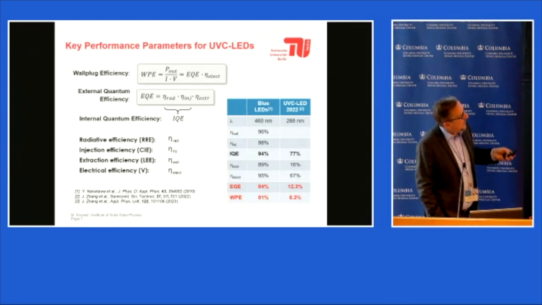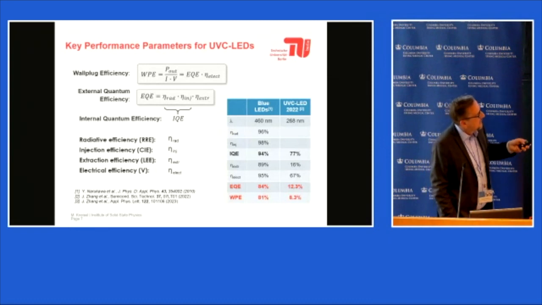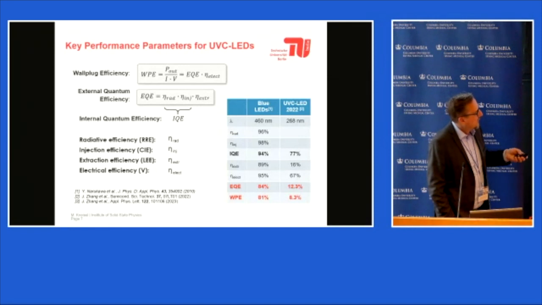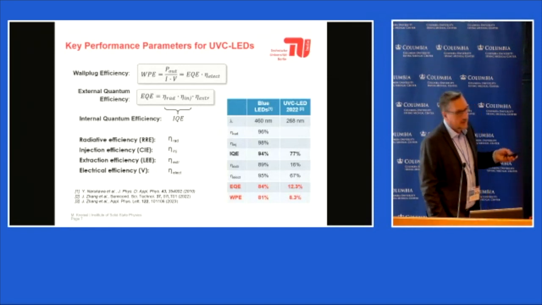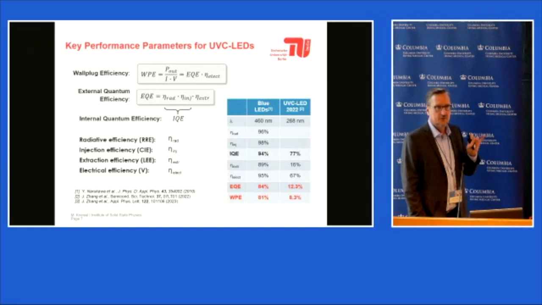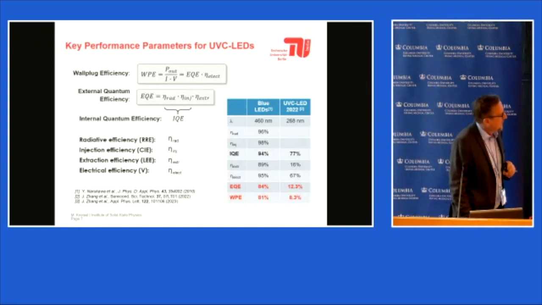So if you look at blue LED technology, which is highly developed, and you can look at all these parameters, all these numbers are in the 90 percentile. So the overall EQE and wall plug efficiency are 84 and 81%. This is the most efficient light source ever made by a human being.